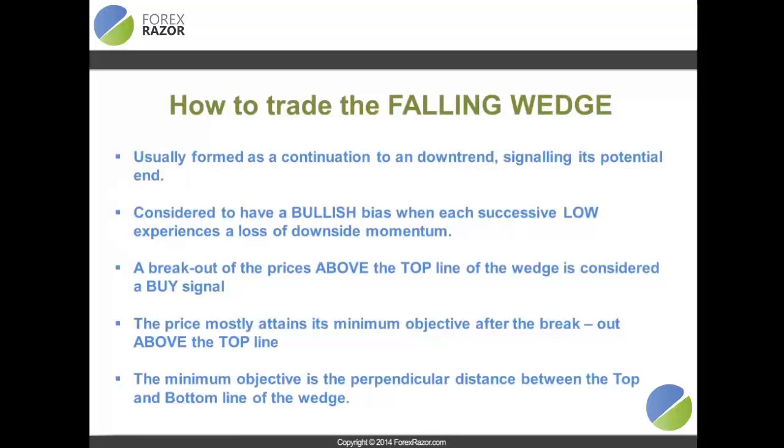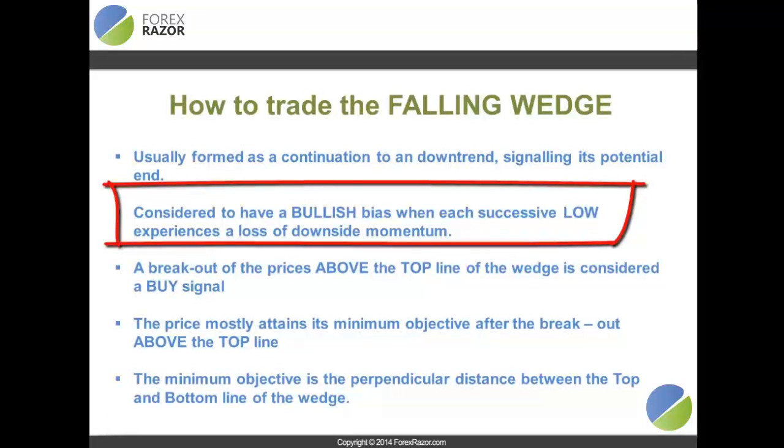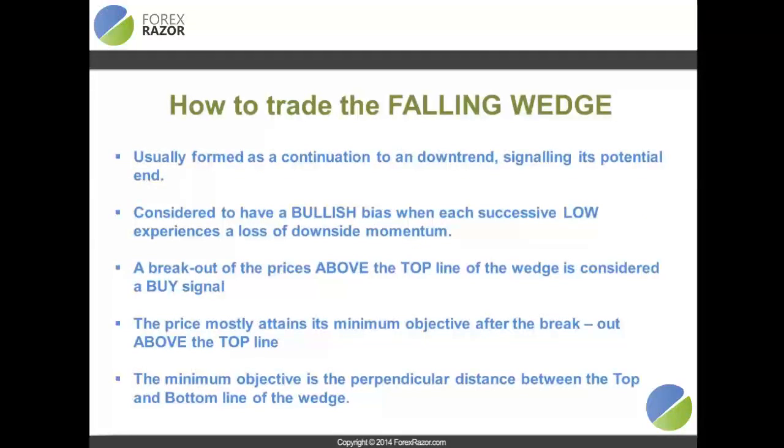Having identified a falling wedge, we now see how we can use it while trading. Since usually these are formed in continuation to a downtrend, a falling wedge signals a potential end of the downtrend. It is considered to have a bullish bias when each successive low experiences a loss of downside momentum. This is indicated by a lag or fading volume associated with the price move during the formation of the pattern.